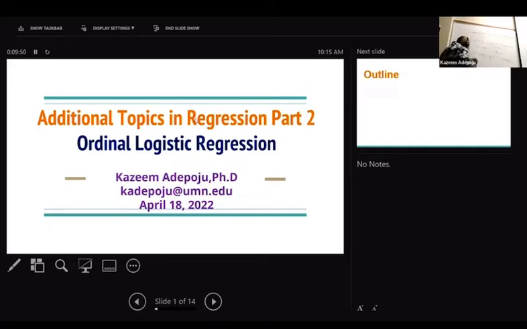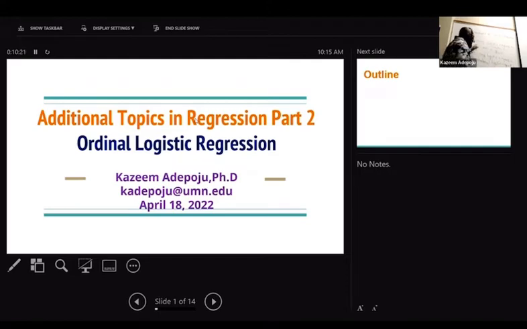And we also have what we call multinomial logistic regression. In ordinal logistic regression, the levels of the response are ordered. I'm going to give you an example. That's what we want to do today. And what we're going to do on Wednesday is multinomial logistic regression. What is the meaning of multinomial?